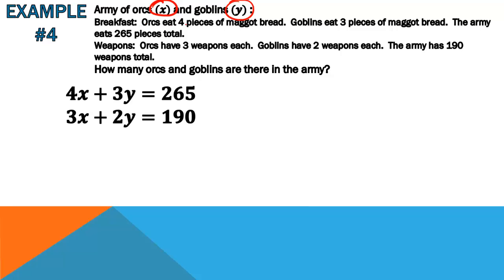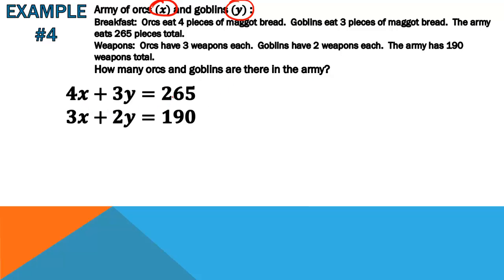So for breakfast, orcs eat 4 pieces of maggot bread. Goblins eat 3 pieces. The army eats 265 total. Weapons: orcs have 3, goblins have 2. The army has 190 total. So we want to find out how many orcs and goblins there are in the army.